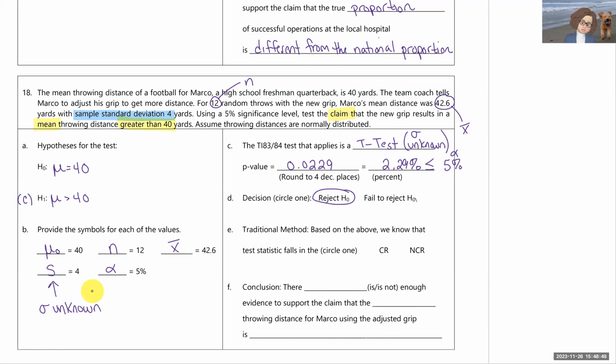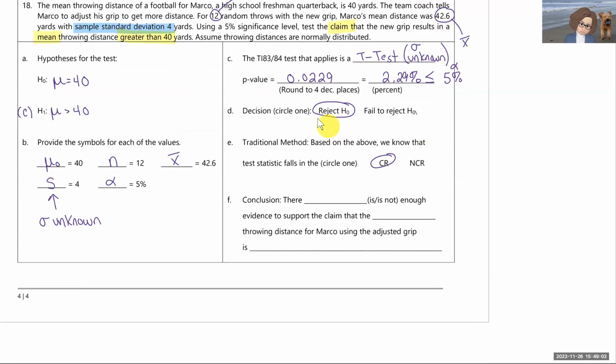All right, so that means if we were drawing a picture and we saw the critical region with the traditional method, if we're rejecting the null, it means that our test statistic made it into the critical region. And anytime we reject the null, there is evidence. So rejecting the null, we say there is evidence to support the claim. And this was about the mean throwing distance for Marco using the adjusted grip. And the claim was that it is a distance greater than 40 yards. So throwing distance for Marco using the adjusted grip is greater than 40 yards.